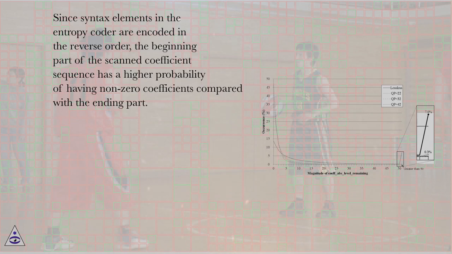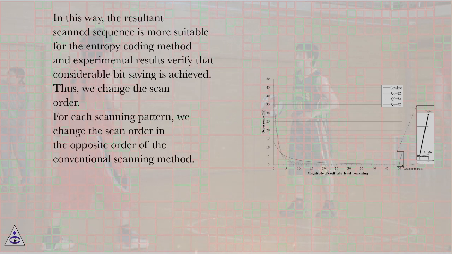Since syntax elements in the entropy coder are encoded in the reverse order, the beginning part of the scanned coefficient sequence has a higher probability of having non-zero coefficients compared with the ending part. In this way, the resultant scan sequence is more suitable for the entropy coding method and experimental results verify that considerable bit saving is achieved. Thus, we change the scan order. For each scanning pattern, we change the scan order to the opposite order of the conventional scanning method.